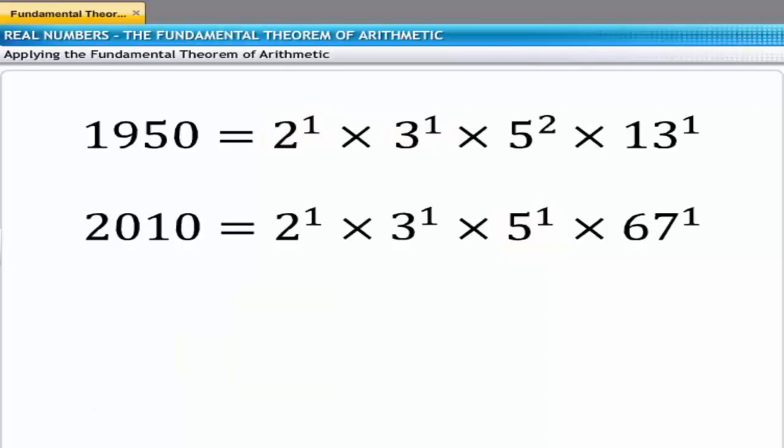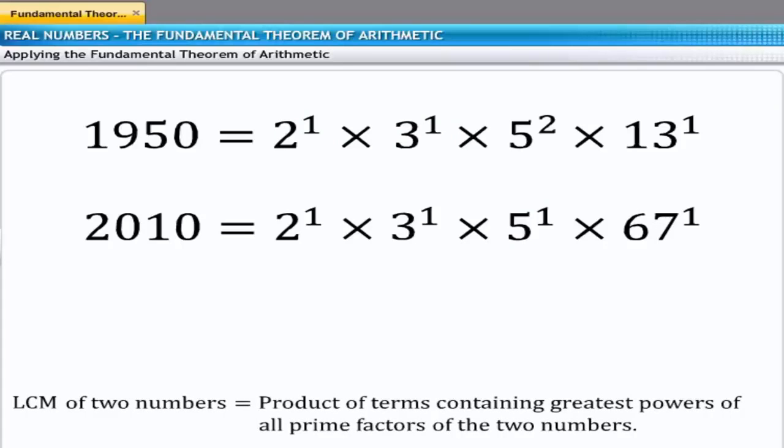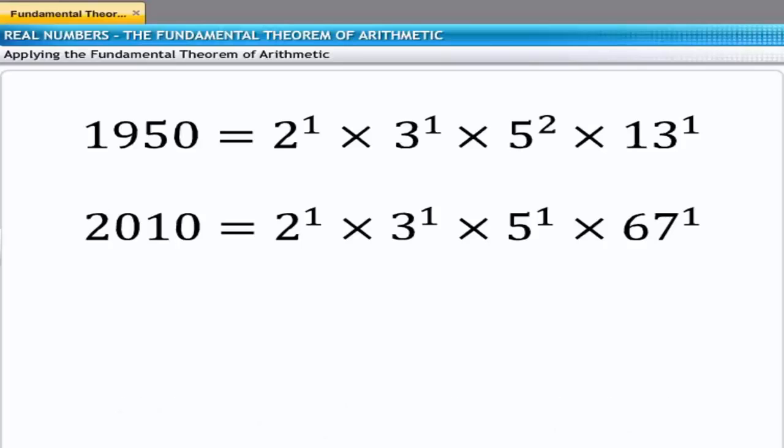Now, let us find the least common multiple or LCM of these two numbers. The LCM of two numbers is given by the product of the terms containing the greatest power of all prime factors of the two numbers. Since the greatest power of the common factors 2 and 3 is 1 in both the cases, their power will remain 1 while calculating the LCM. The powers of common factor 5 in the prime factorization of 1950 and 2010 are 2 and 1 respectively. We will use the power 2 in calculating the LCM since 2 is the greatest power of 5.